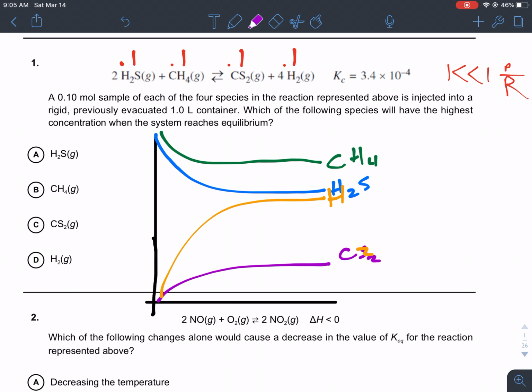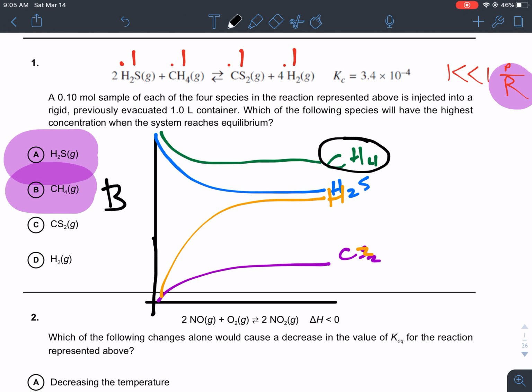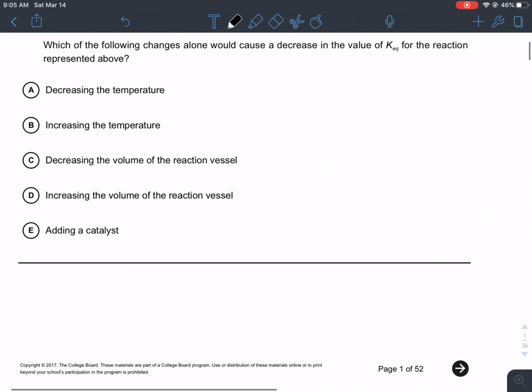That means it's going to be between A and B. One of these is going to be higher because there's more reactant than product. Well, if that's the case, that means CH4 is going to be the highest of them all. The answer is B, because CH4 decreases less than H2S. Look, H2S decreases by a unit of 2, CH4 decreases only by a unit of 1. Answer is B. All right, let's take a look at number 2.